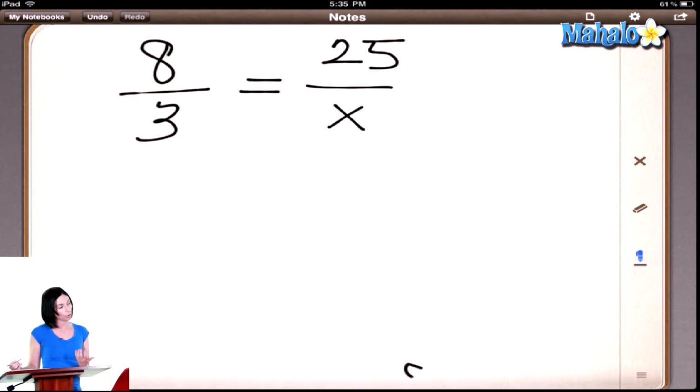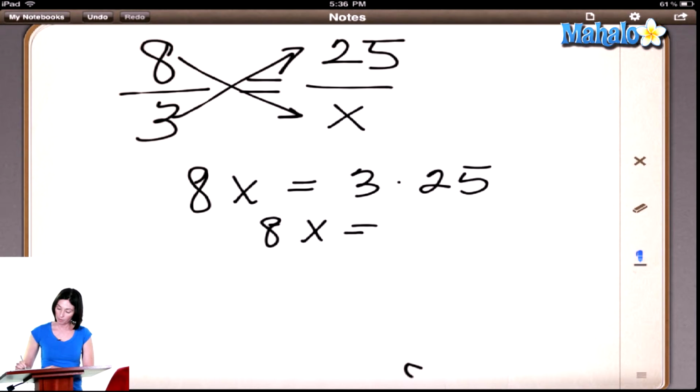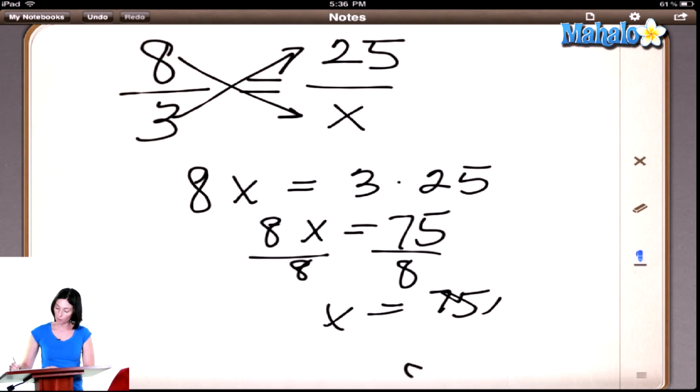You can just do cross multiplication. You can multiply this way, and you can multiply this way. On one side, we have 8 times x, and on the other side, we have 3 times 25. So we get 8x is equal to 75. Then we just divide both sides by 8, and we get x equals 75 over 8. You can certainly simplify that if you want to, but the point is that it doesn't really matter. The arithmetic's a little messier, but the concept is exactly the same.